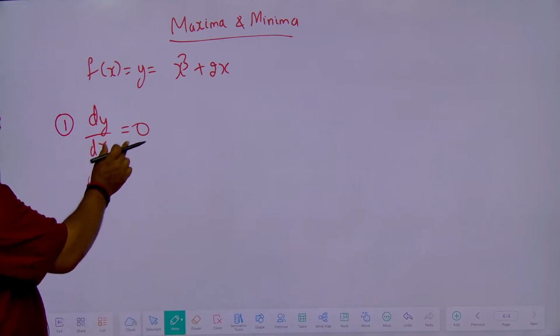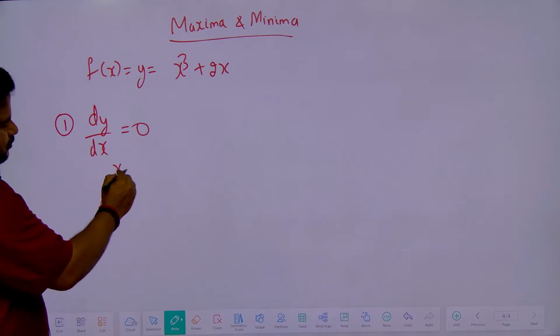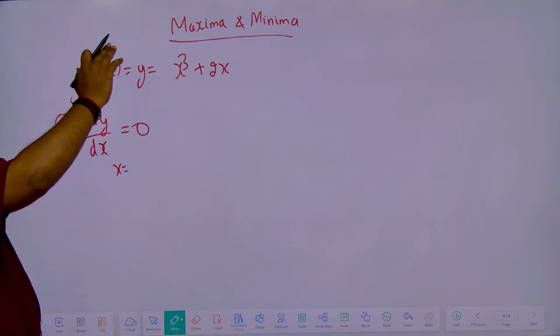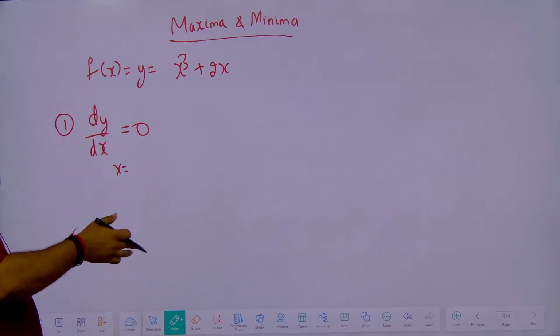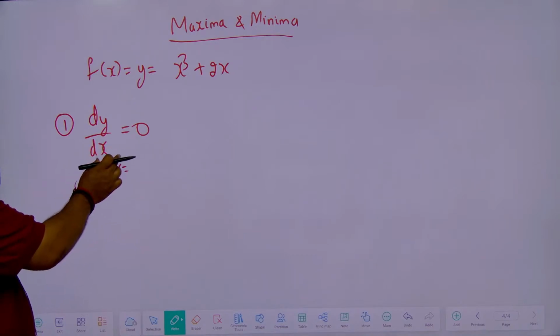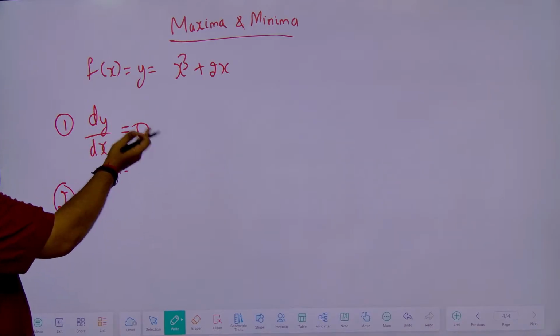After that you will get 2 points or 1 point or whatever. Okay, you will get the value for x. At these points the function can become maxima or minima, but whether it is maxima or minima we cannot decide as of now. Okay, so dy by dx you find out, you will make it equal to 0.